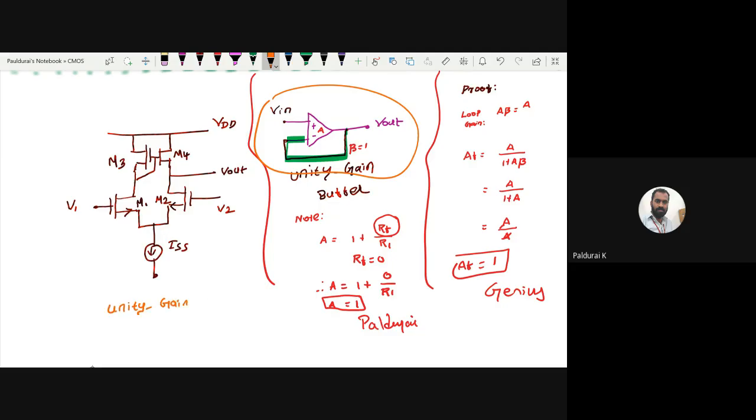Please speak. If you give the answer, then I will be happy. It has to act as a unity gain buffer. So what did I do? You want to tie this negative terminal to the output, right? Now, as I told you earlier, this is my V in differential, this is plus, this is minus. So always this is my negative terminal. So what you want to do? You want to connect this negative terminal to the output. Okay. Now it is your unity gain buffer.